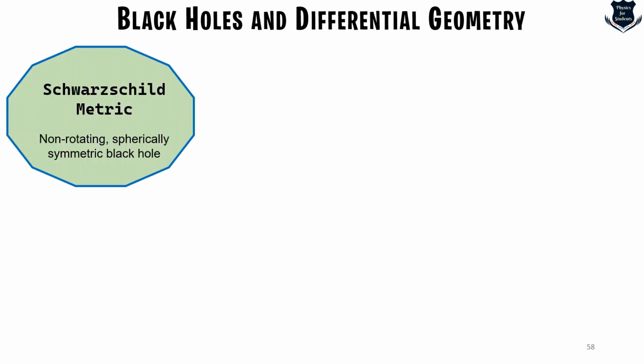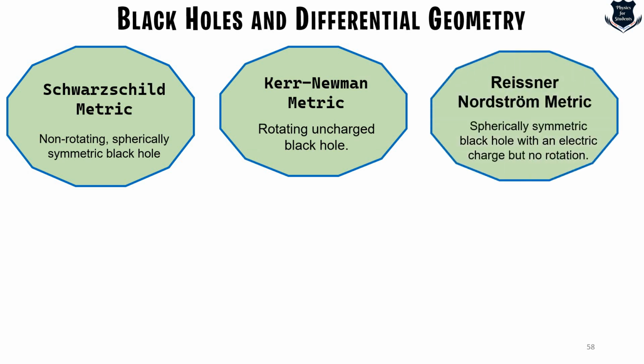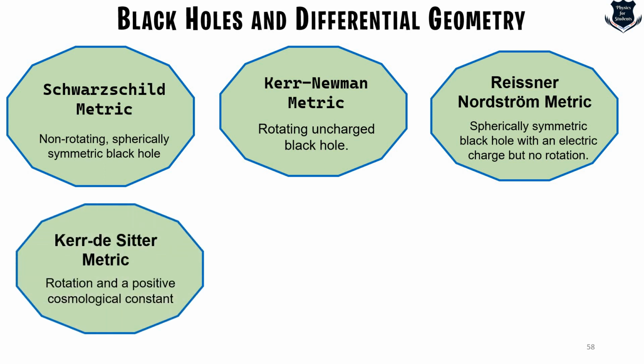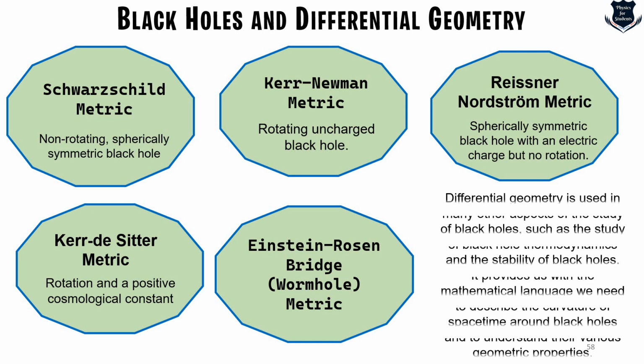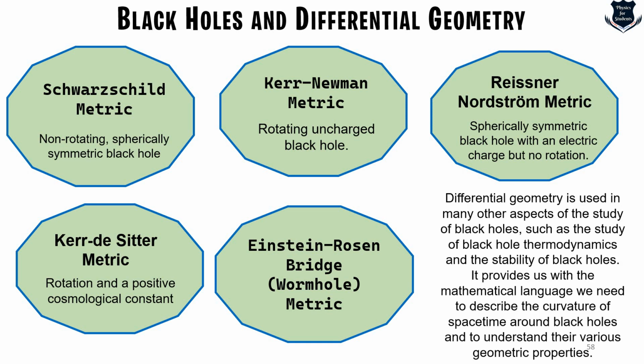So I would say, having established that, what we are also looking at are the different metrics: the Schwarzschild metric, which considers non-rotating spherical black holes; the Kerr-Newman metric, which considers rotating and charged black holes; the Reissner-Nordstrom metric, which is a spherically symmetric black hole with an electric charge, but no rotation; and the Kerr-de Sitter metric, which has a cosmological constant; and the Einstein-Rosen bridge, which is not a black hole, but is called a wormhole metric. So all these metrics actually depend on differential geometry, nothing more than that.